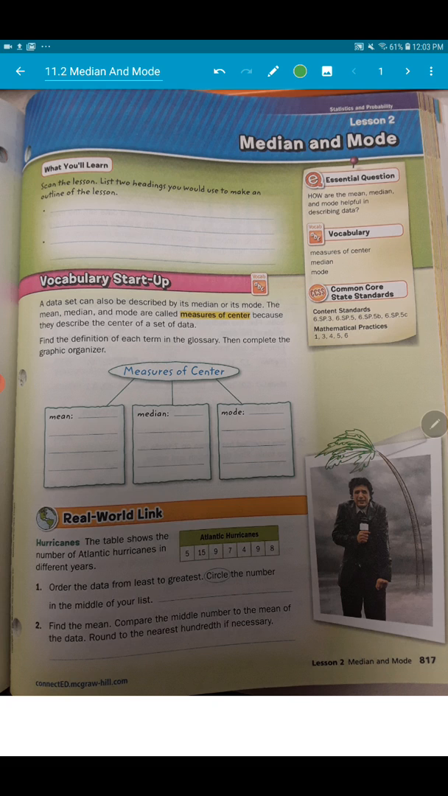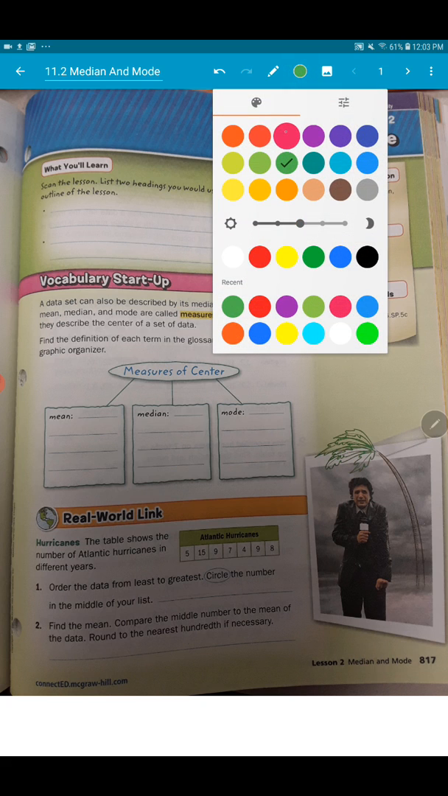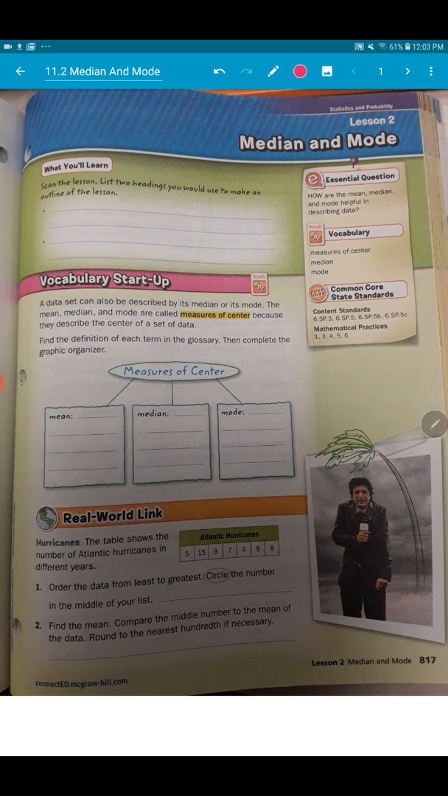So on page 817, we're going to start where it says the vocabulary startup. So we'll read that. It says a data set can also be described by its median or its mode. The mean, median, and mode are called measures of center because they all describe the center of a data set or a set of data. Find the definition of each term in the glossary, then complete the graphic organizer.